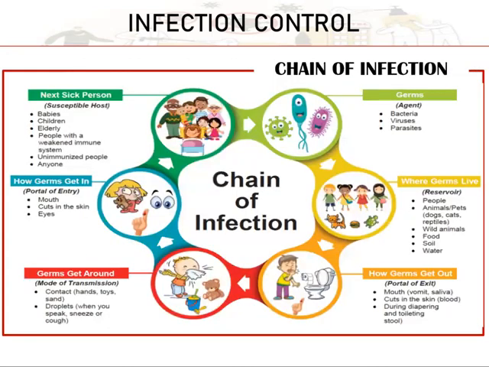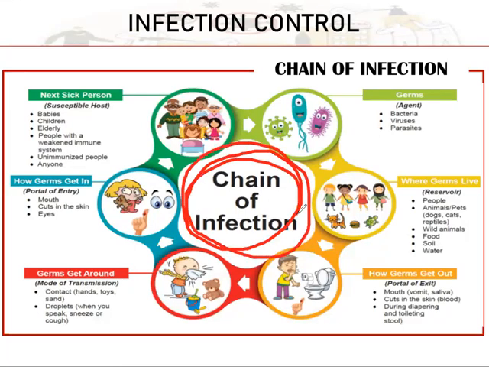Okay, the next one, class, is the chain of infection. As you can see in the illustration, it is continuous. Padayon siya naga-tuyok-tuyok ang arrow. So, let us identify or familiarize each of the following factors that are present in the chain of infection.